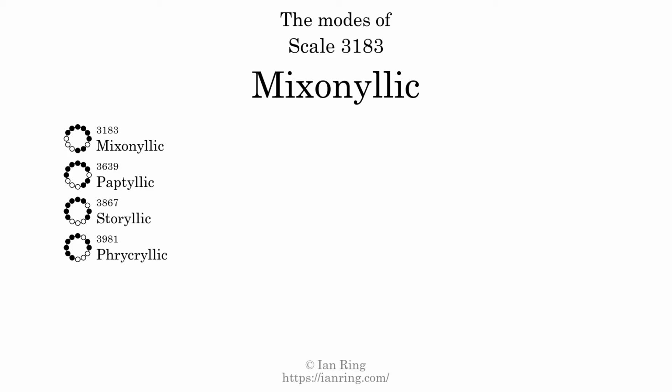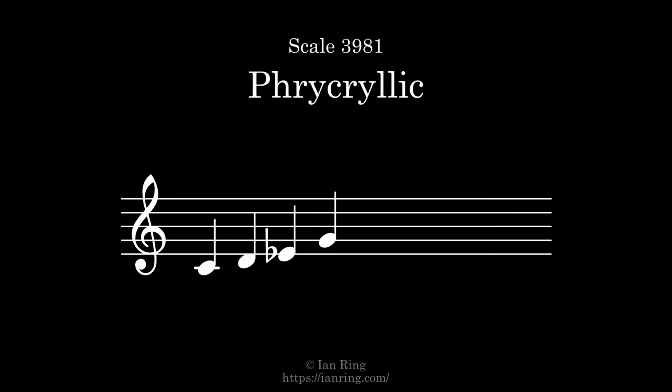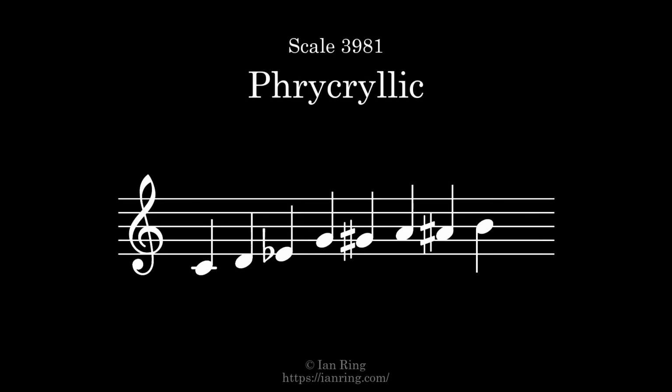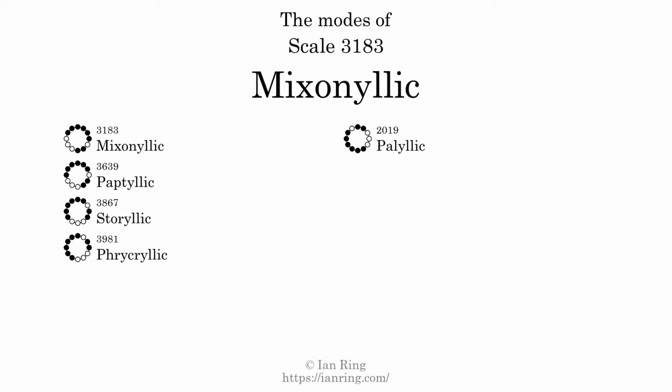The fourth mode is scale 3981, also known as fracrillic. It sounds like this. The fifth mode is scale 2019, also known as polyllic. It sounds like this.